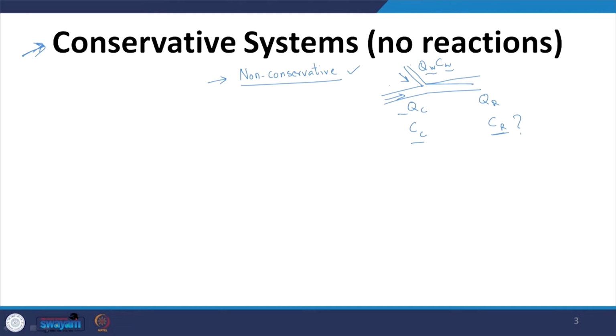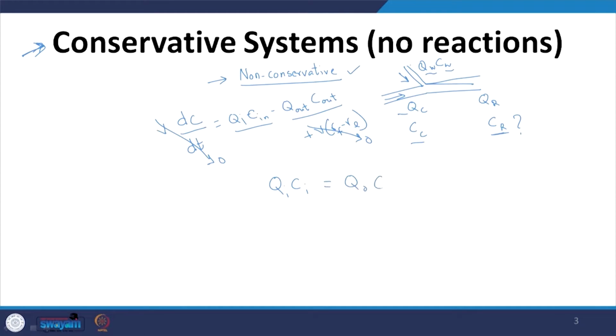Again, mass balance, and here we are assuming steady state. So, what is the fundamental mass balance equation? We have the accumulation term equal to Q in C in minus Q out C out plus volume into rate of formation minus rate of loss. But here we are saying that it is a conservative system, so this term is 0, and at steady state, this term is also 0. So, what do I have? Q in C in, the mass coming in, is equal to the mass going out, right. That is just it. Q in C in is equal to Q out C out.